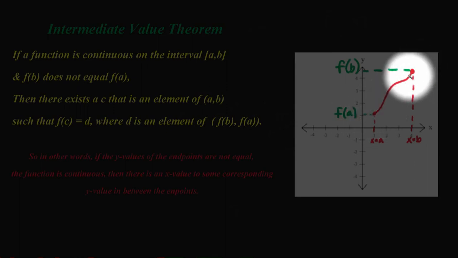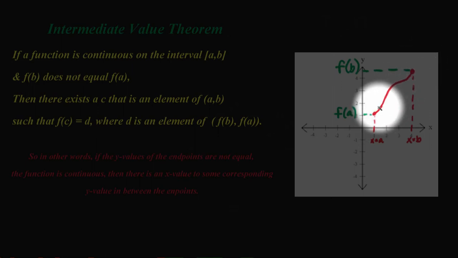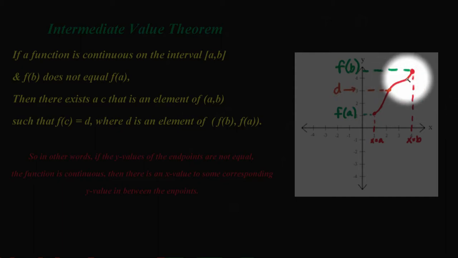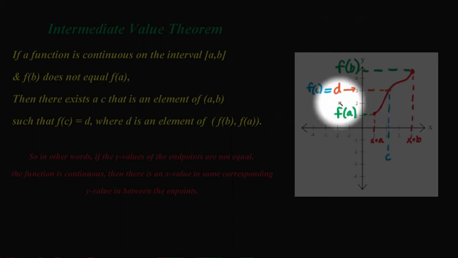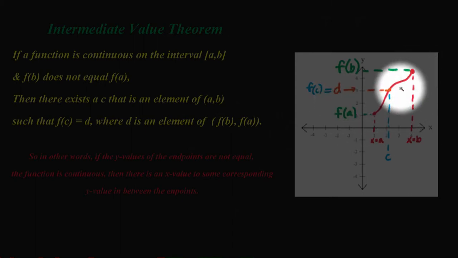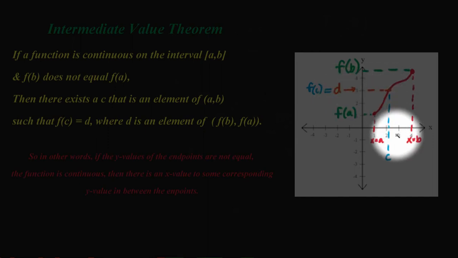If that function's continuous in between and those y values don't equal each other, then we have to say some y value in between the two y value endpoints will have some corresponding x value. All right? Why? Because it's continuous. It has to be. If these two don't equal each other, there has to be something in between that corresponds to that d value. That's an element of a to b.